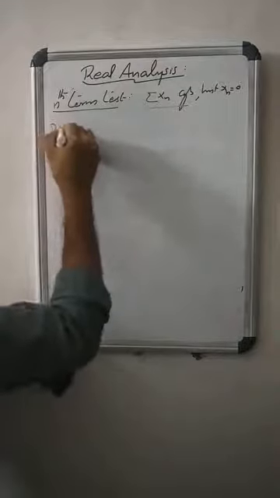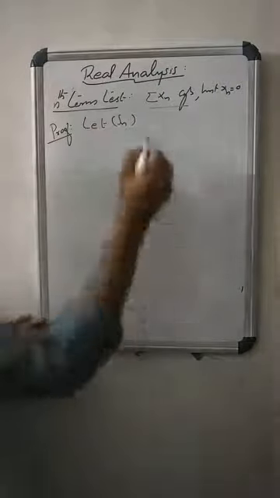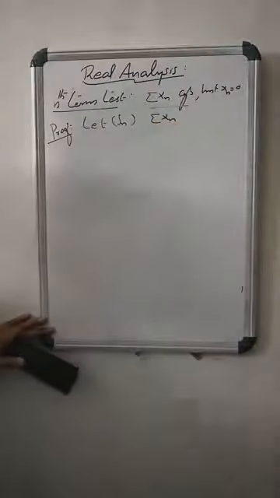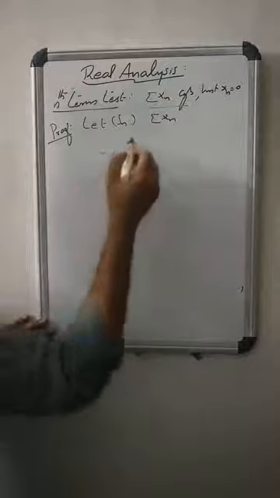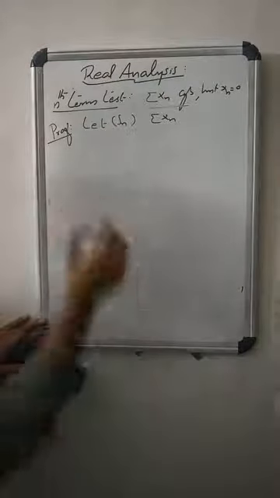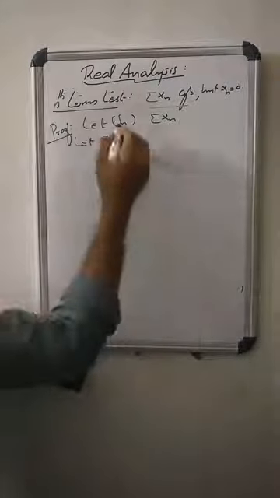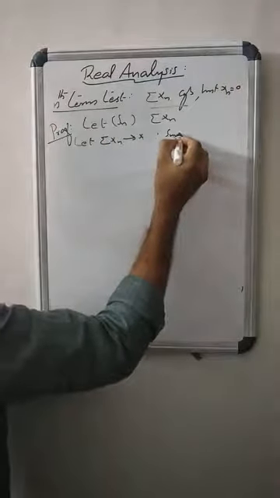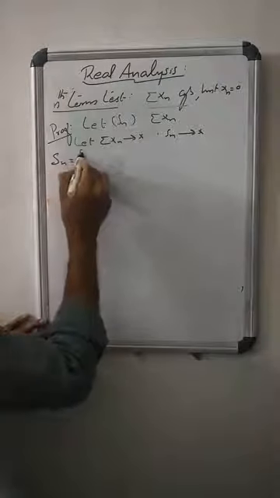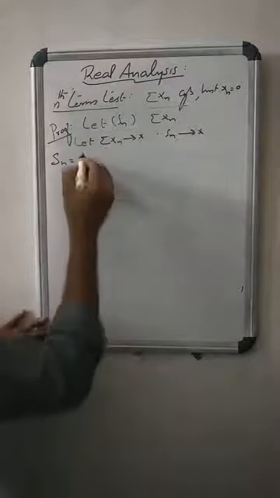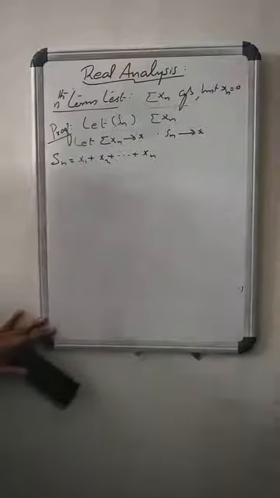Let Sn be the nth partial sum of the given series Σxn. Since Σxn converges, let Σxn converge to some x. Since Sn is the nth partial sum of Σxn, surely Sn converges to x. Okay. What is Sn? Sn = x1 + x2 + ... + xn. That is Sn.